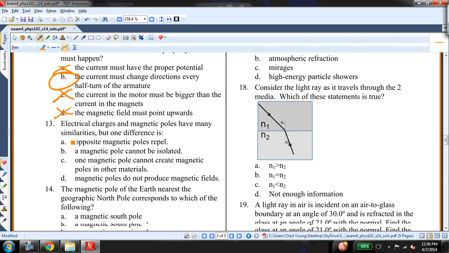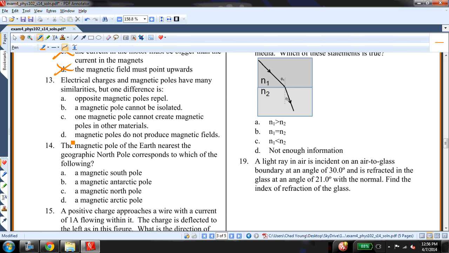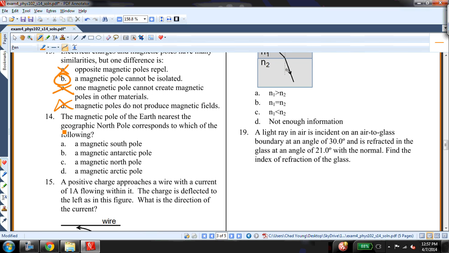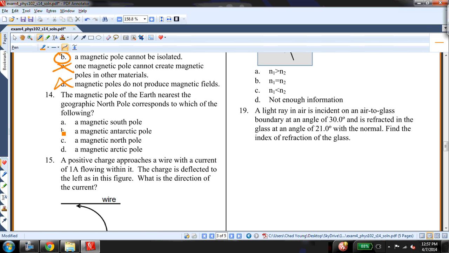Electrical charges and magnetic poles have many similarities, but one difference is which? Okay, opposite magnetic poles repel. That's not even true. Opposite magnetic poles attract, and the same is true for charges. A magnetic pole cannot be isolated. Okay, that is true. Unlike charges, magnetic poles cannot be isolated. One magnetic pole cannot create magnetic poles in other materials. That's not true either. I can take an otherwise non-magnetic ferromagnetic material and magnetize it with a permanent magnet. You know, like you take a nail and put it on a magnet and then it becomes a magnet. Magnetic poles do not produce magnetic fields. That's not true either.